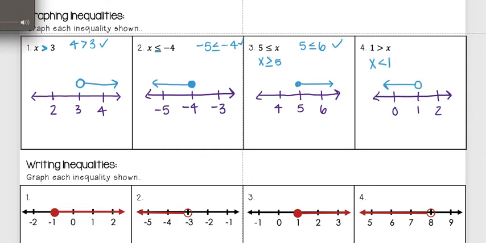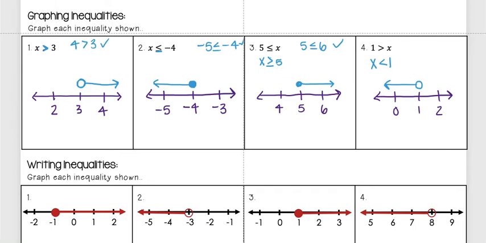Okay, this is the graph that you should have gotten for that last one. Here, the x was on the wrong side, so I needed to go ahead and switch it around. And when I switch it around, I need to make sure I flip that inequality. And so I have x is less than 1. Since there's no line underneath it, it's just an open circle.